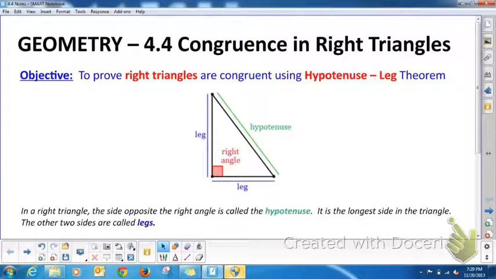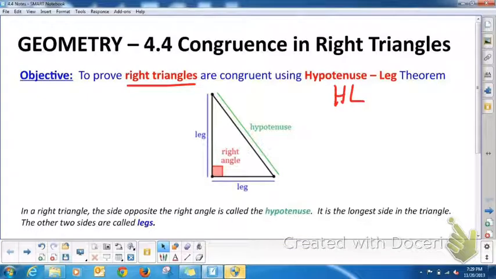Hi, welcome back to geometry. This is section 4.4, congruence in right triangles. Our objective in this lesson is to prove right triangles are congruent. So this lesson only pertains to right triangles using Hypotenuse Leg Theorem, or HL.